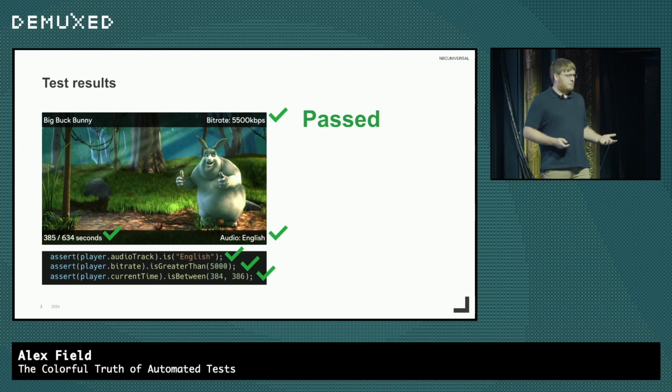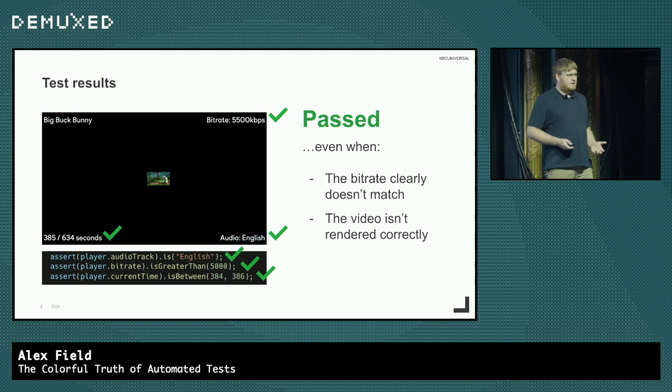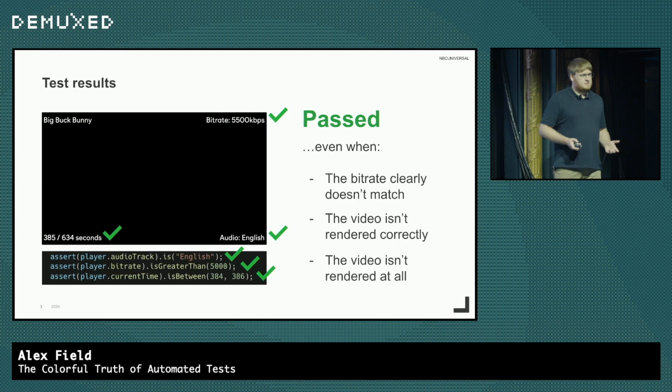Well, what else could have gone wrong? What if the bitrate dropped massively, but there was a bug that meant that information was not relayed through the data available on the player? Of course, the test would still have passed. What if it was rendered incorrectly? What if there was a user interface issue and the video wasn't rendered at all, but was rendered somewhere behind the application? The test would still have passed, because at the end of the day, a test that tests against player APIs is only testing what the player thinks is going on, rather than what the user is actually seeing.